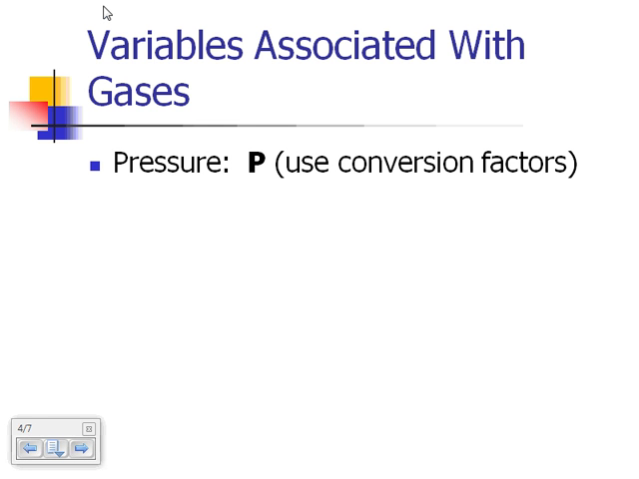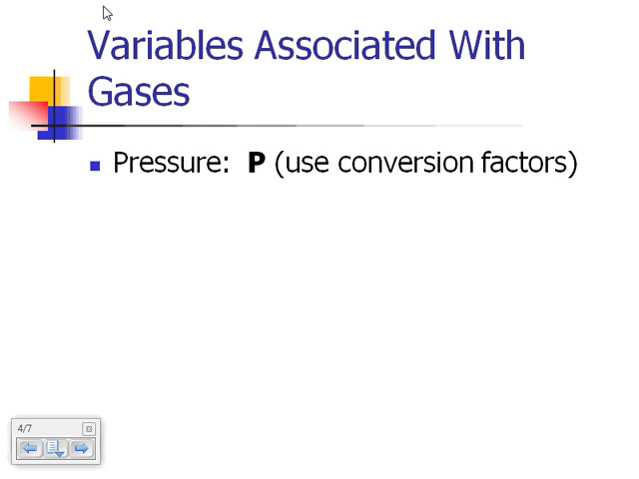Let's take a look at some of the variables associated with the gas laws. We're going to be learning a number of different gas laws, gas equations, and they will use different variables. We'll work our way until we get to the ideal gas law, which contains all of these variables. Let's take a look at the first one, pressure.